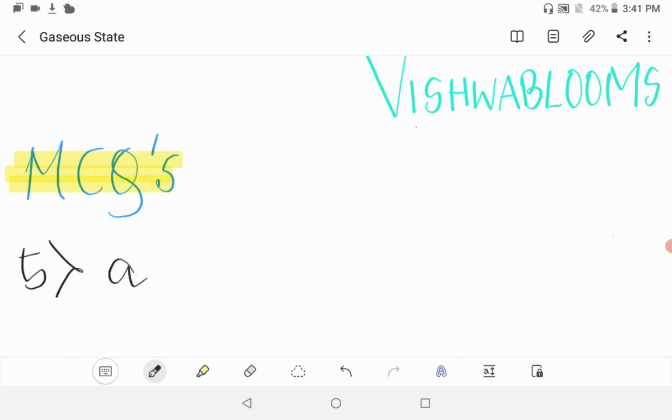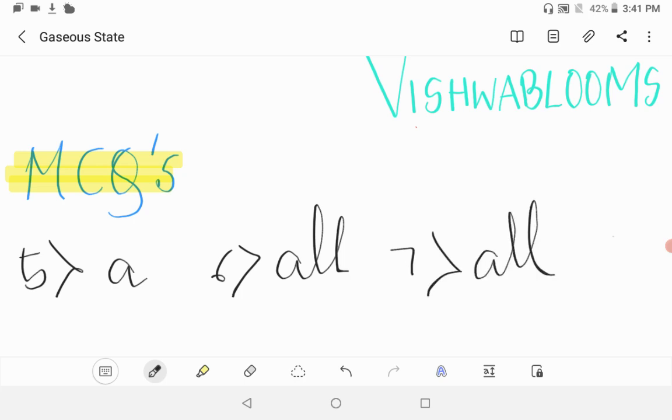Sixth one, gases are highly compressible, exert pressure in all directions, highly expansible, have low density. So sixth one is all of A, B, C, D. Seventh one, which of the following are measurable properties of gases? Volume of gas, pressure of gas, temperature of gas, amount of gas. Seventh one is also A, B, C, D. Now we will see assertion.